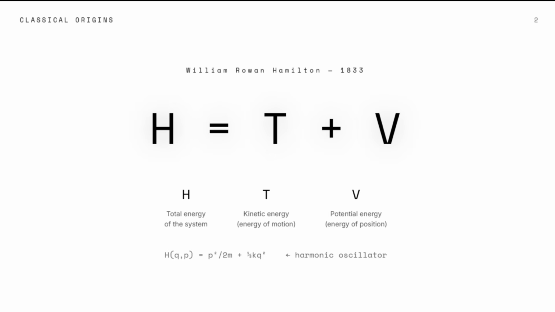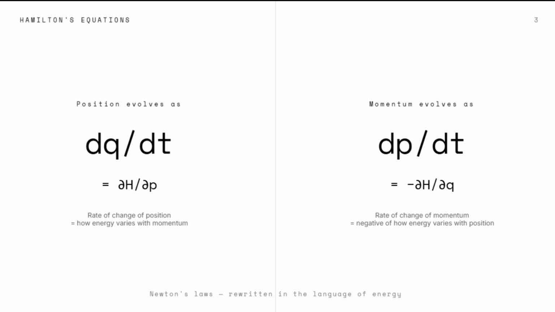For a harmonic oscillator, a mass on a spring, the Hamiltonian is p squared over 2m plus 1/2 kq squared. Kinetic term plus spring potential. Plug that into Hamilton's equations and you get the equations of motion of a spring automatically. No forces needed, just energy.